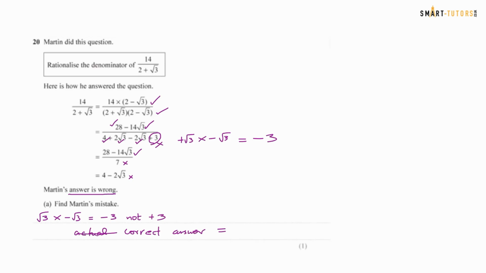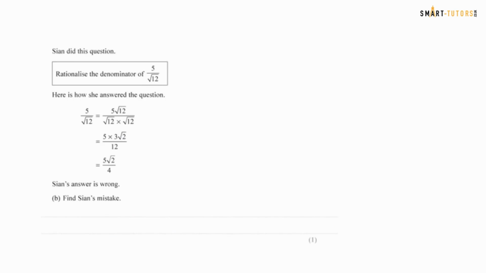Correct answer, 28 minus 14 root 3 over 4 minus 3, which is 1. So the actual answer is 28 minus 14 root 3, because 4 minus 3 is 1. So that is question number 20. Question number 20 has 2 parts. So the A part is done. So this is the B part.